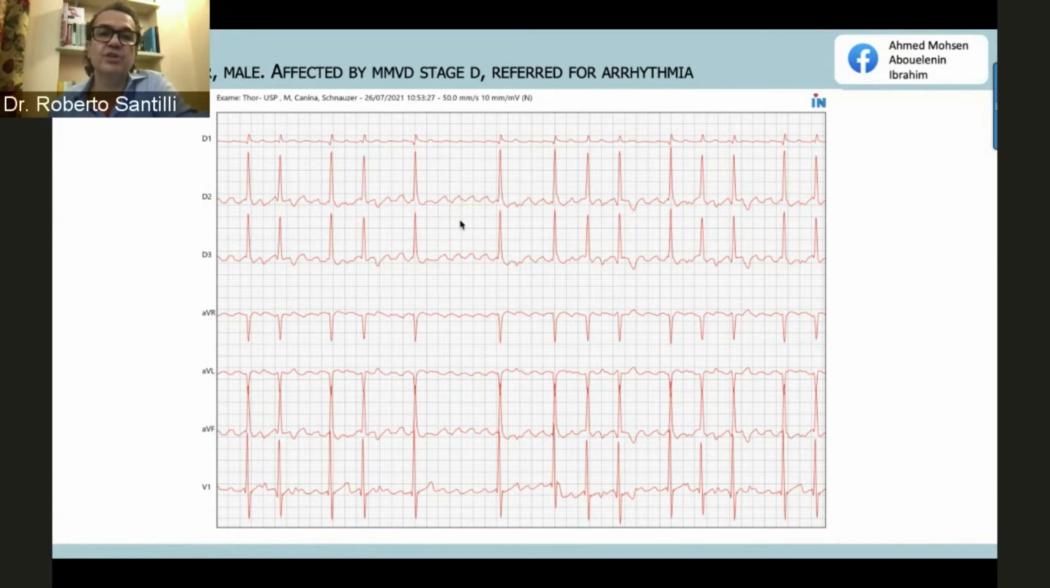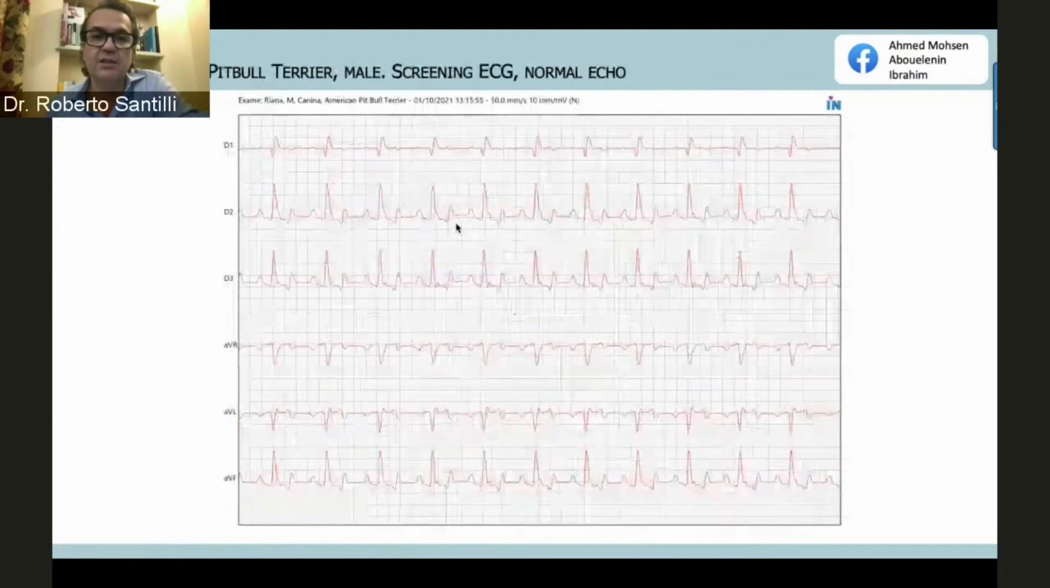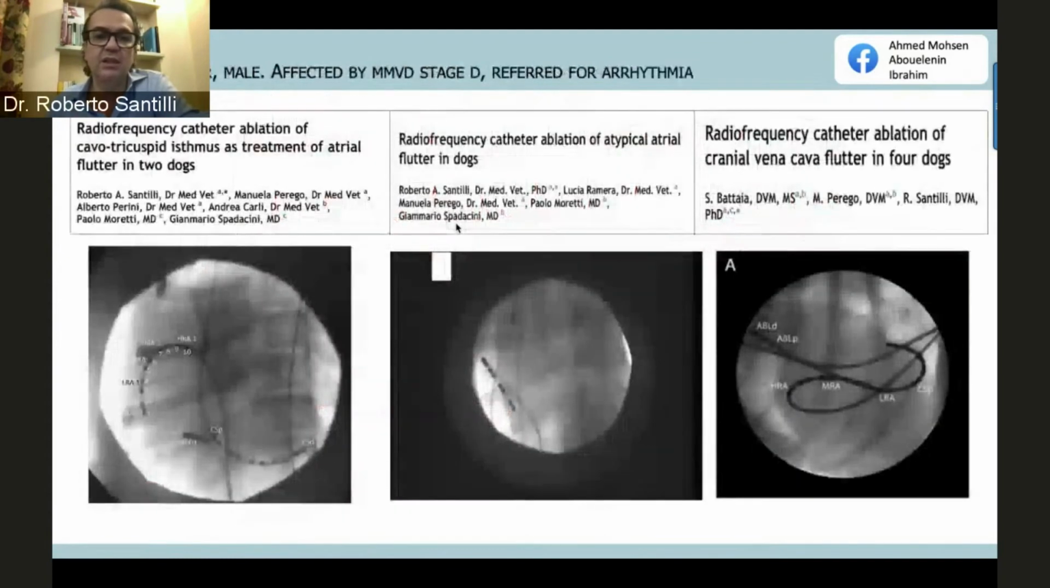So when you call atrial flutter, you have to consider an anatomical flutter, an anatomical reentry, usually within the right atrium. Usually the only one that we see that has this type of appearance that we call sawtooth pattern is the cavo-tricuspid isthmus dependent atrial flutter. So what is this? And we will see in these slides.